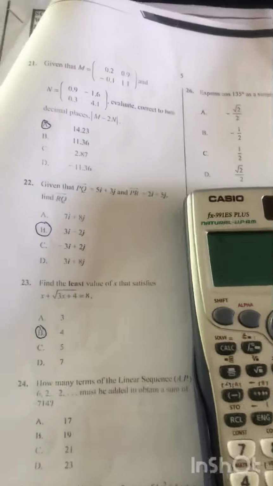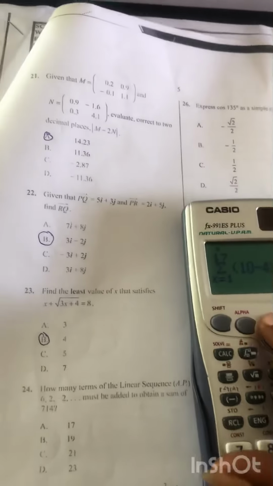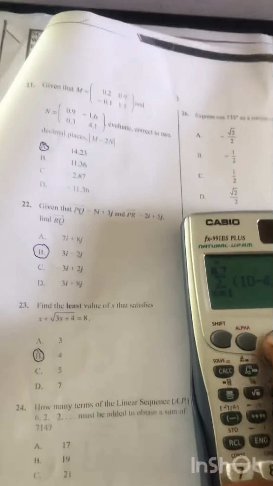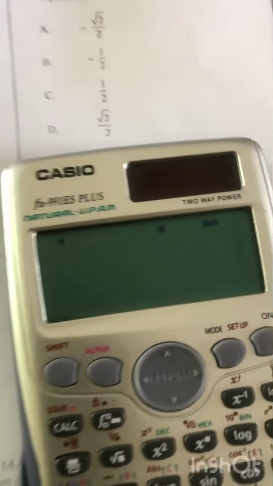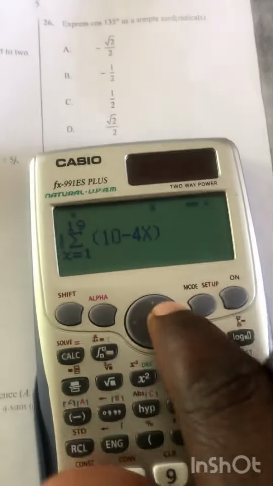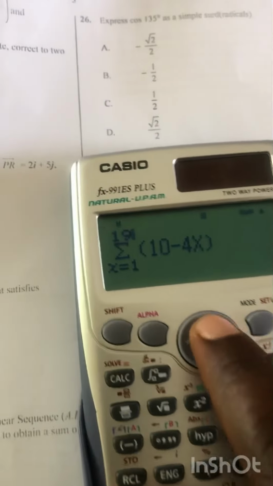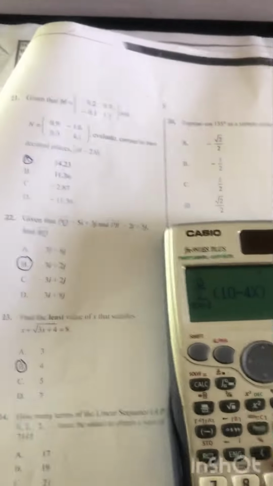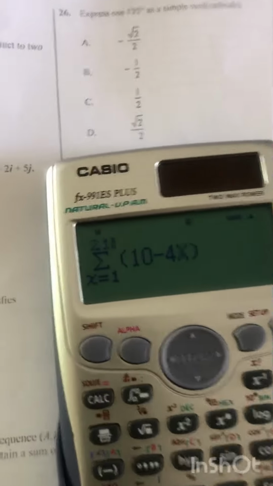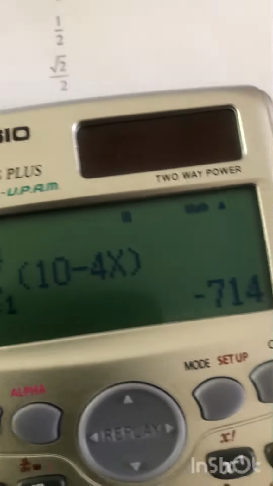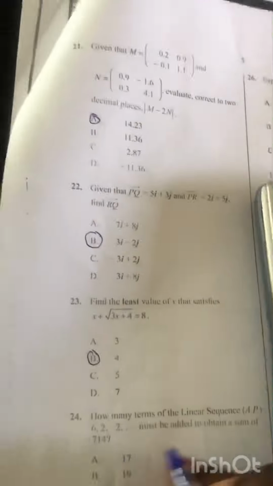So let's put in A, 17. Negative 442. So it's not A. Now let's put in 19. Negative 570. So it's not B also. Now let's put in 21. So I press 20, I press equal to, negative 714. So we know that the answer is what? C.